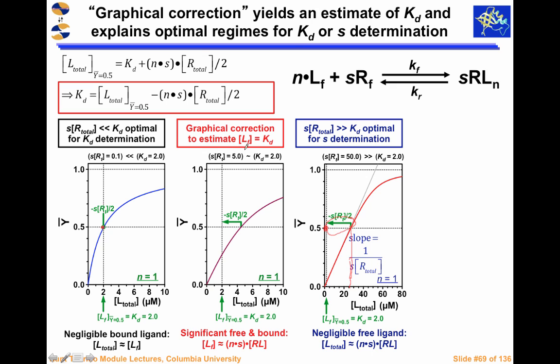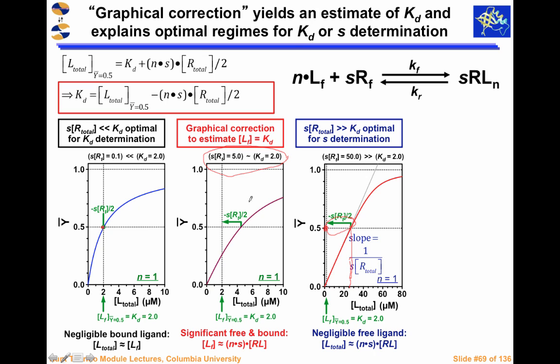Now, when we're in this intermediate regime, we can still get a good estimate of KD. The displacement of the curve, and therefore the shape of the curve, depends on both S and RT. In this regime, we can, in principle, estimate both KD and S. So this can be powerful under this regime where SRT is about equal to KD.